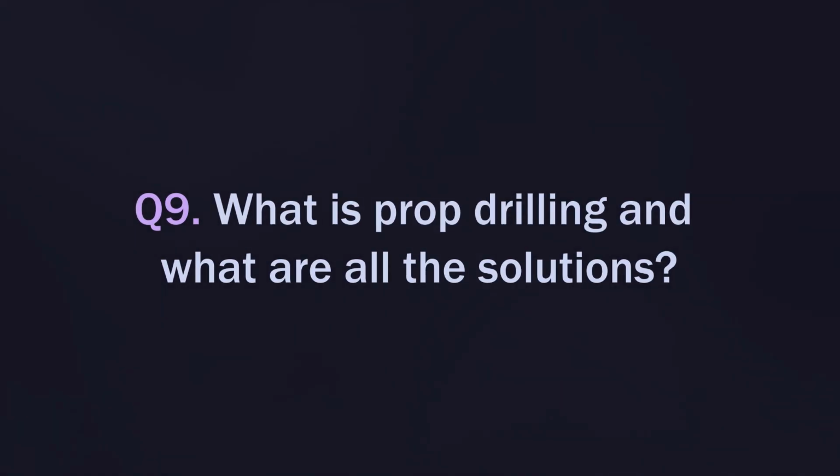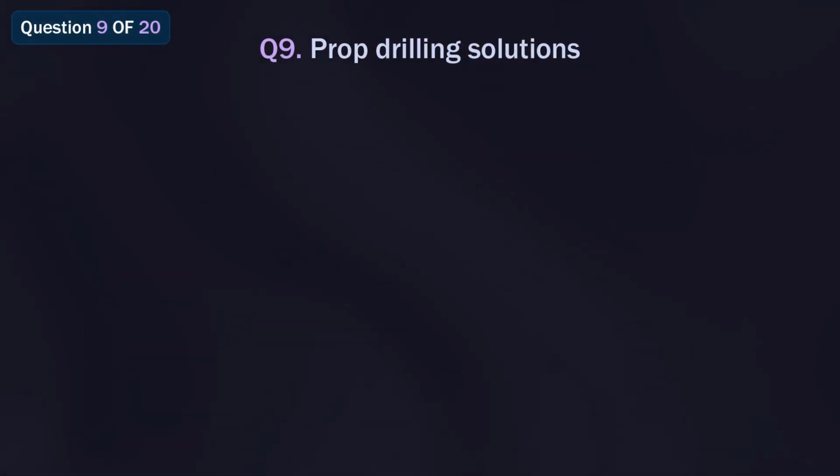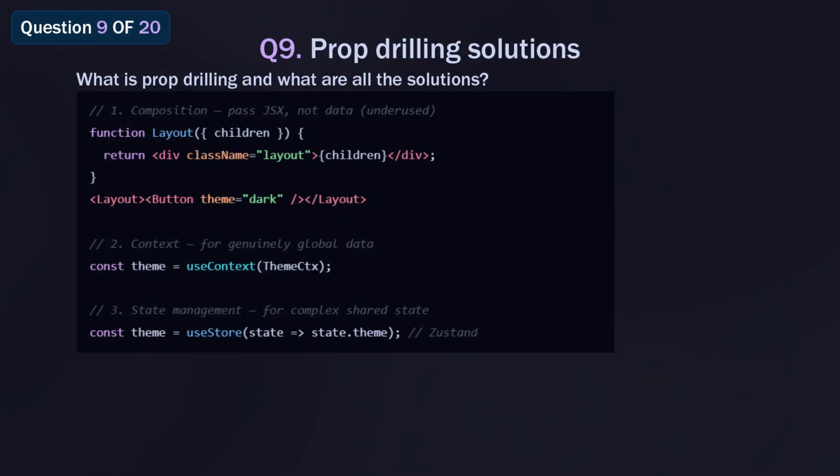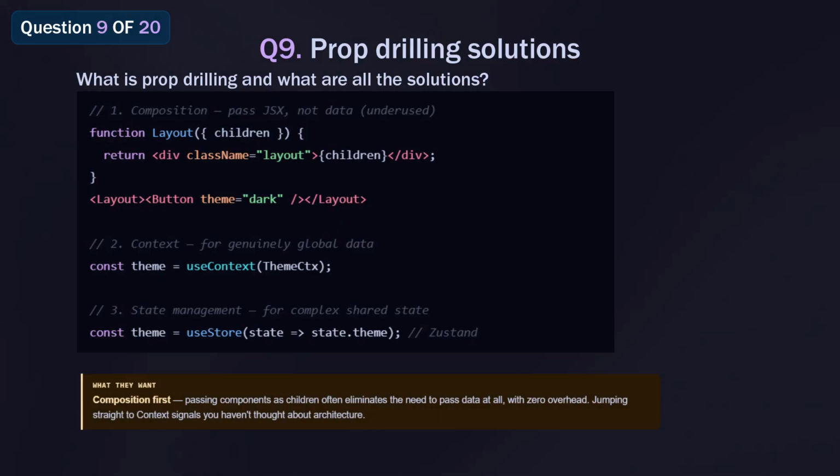What is prop drilling and what are all the solutions? Prop drilling is passing props through intermediate components that don't need them, just to get data to a deeply nested descendant. The solutions, in order of reach. Component composition. Pass components as children rather than data. Often eliminates the need to pass data at all and is underused.